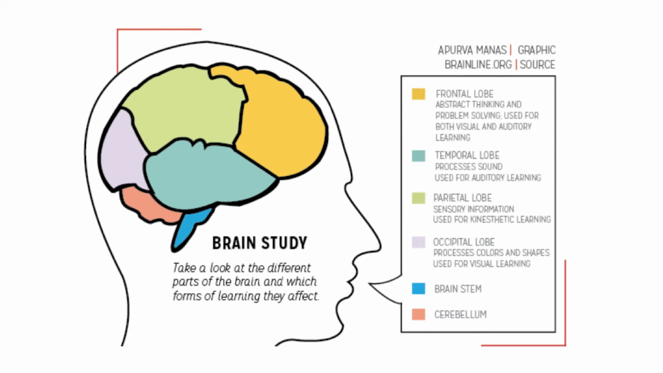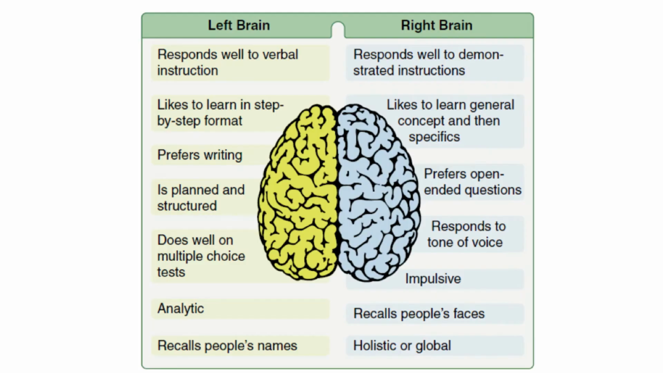With the help of the corpus callosum, the brain has been divided into the left and the right brain. The left brain responds well to verbal instruction. It likes to learn in step-by-step format. It prefers writing and is planned and structured. Now, the left brain also does well on multiple choice tests. It's analytical and recalls people's names.